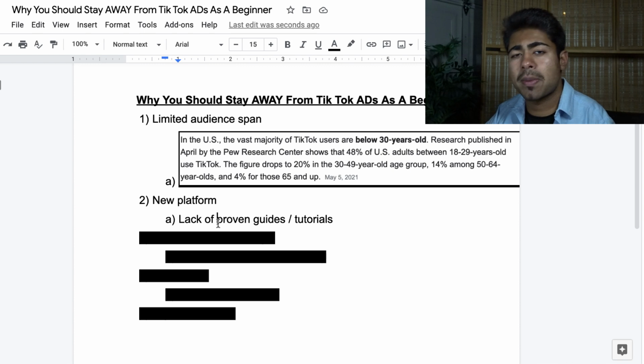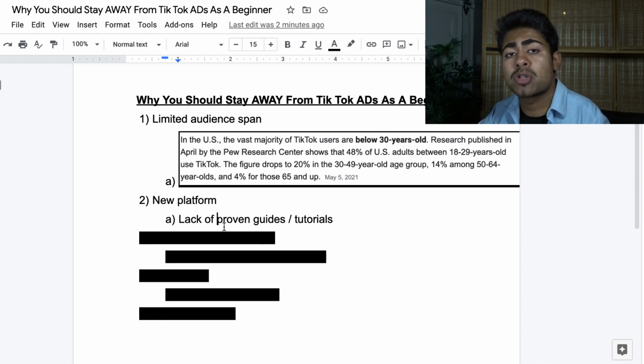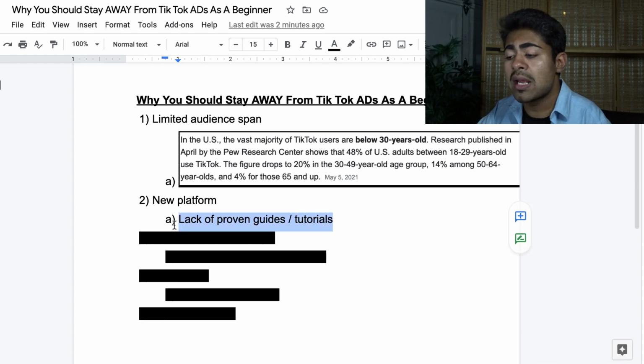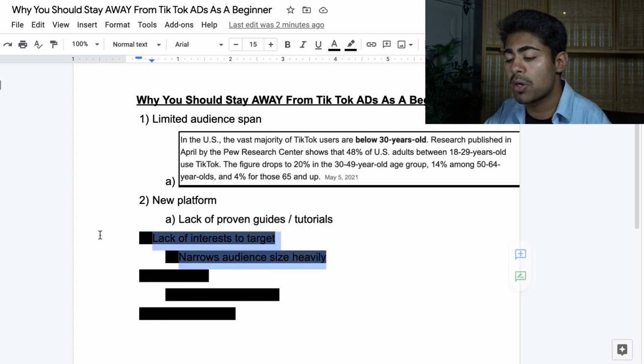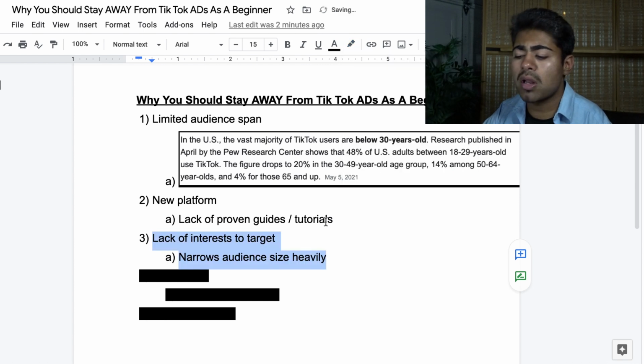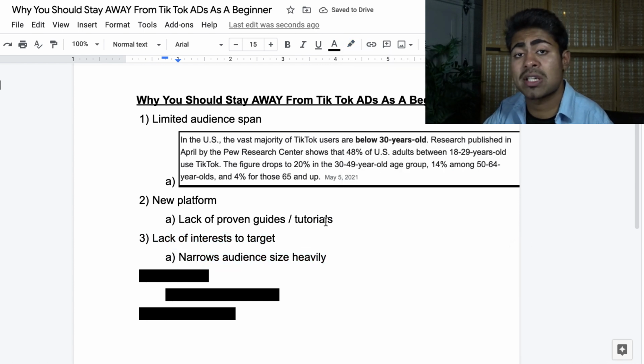However, not a lot of people, especially during this time period, have that much extra money to just waste trying to learn different things. So because of that, it may be a better idea for you to stick more towards the platform which has already been established, a lot of good tutorials out there, and so forth. But this brings me to point number three, and that is there's overall a lack of interest that you can target with TikTok ads. I personally found this to be one of the biggest issues when I used TikTok ads.